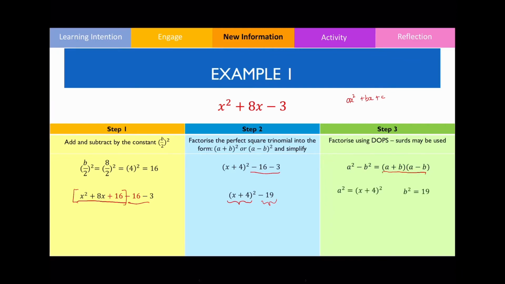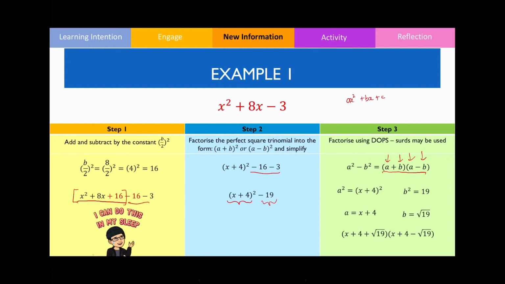So we're trying to put it into this particular format. We need to find the values of a and b so we can substitute them into our DOPS formula. In this case, a is going to equal x plus 4, and b is going to be the square root of 19. All we do is substitute these values into the formula, and this would be your answer.